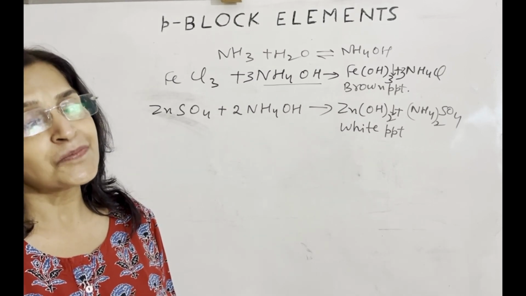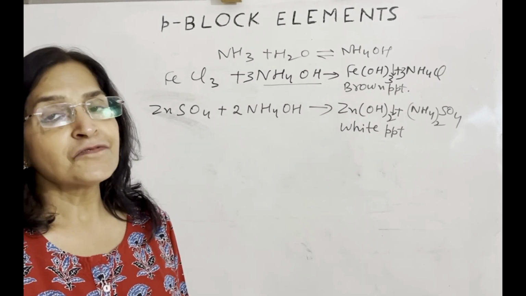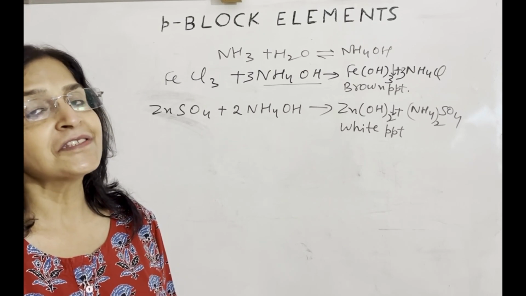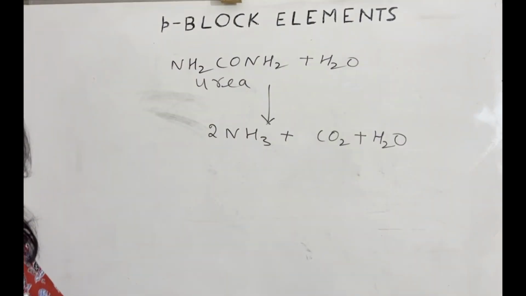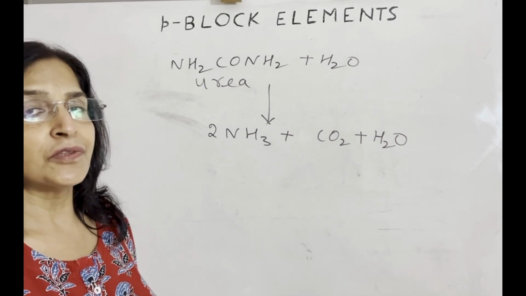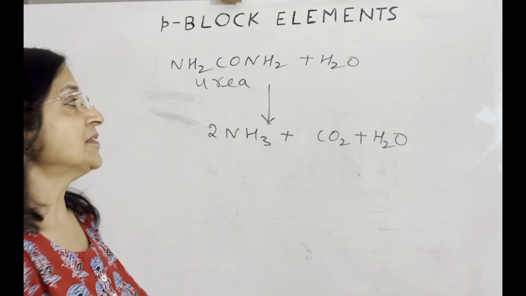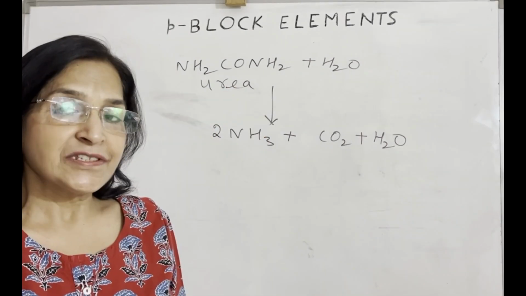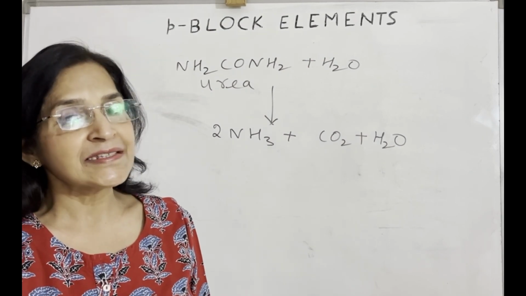Ammonia is present in small quantities in air also. It is formed by the decomposition of nitrogenous organic matter like urea. This reaction takes place. तो बाहर जितने urinals होते हैं उनके पास में अमोनिया की स्मेल आती रहती है because of this reaction. The presence of ammonia can be detected by Nessler's reagent.